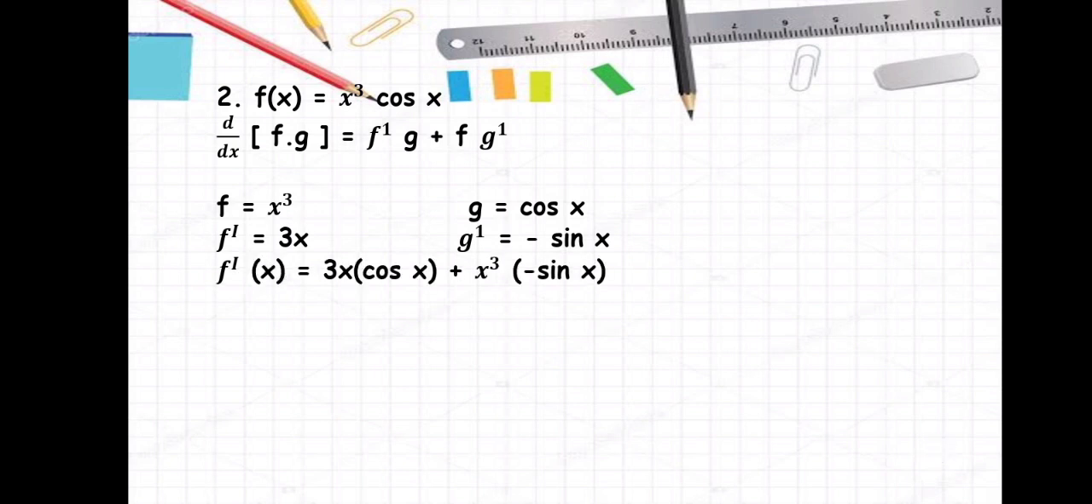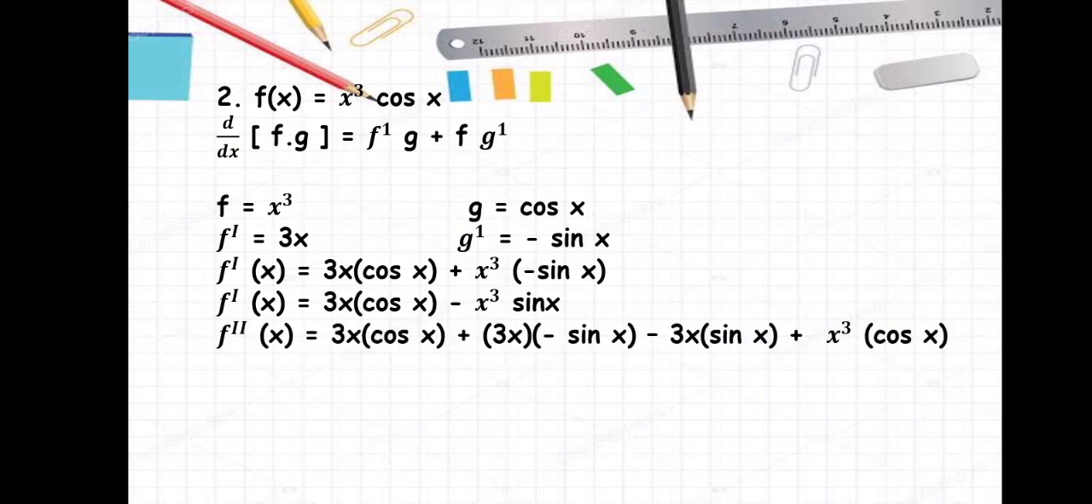To find the first derivative, we use the product rule. First, we have the derivative of our first function, 3x squared, times the second function cosine x, plus the first function x cubed times the derivative of our second function, negative sine x. Next, we are going to simplify. So 3x squared times cosine x minus x cubed sine x.